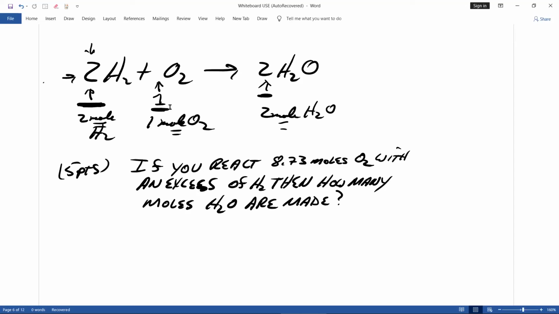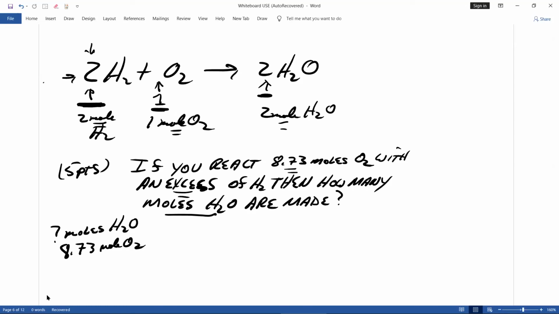All right, if you react 8.73 moles of oxygen with an excess of hydrogen, then how many moles of water are produced? Well, what do you do? First of all, you figure out what you are being asked to find or calculate: how many moles of water. What are you given? You're given 8.73 moles of oxygen to react.